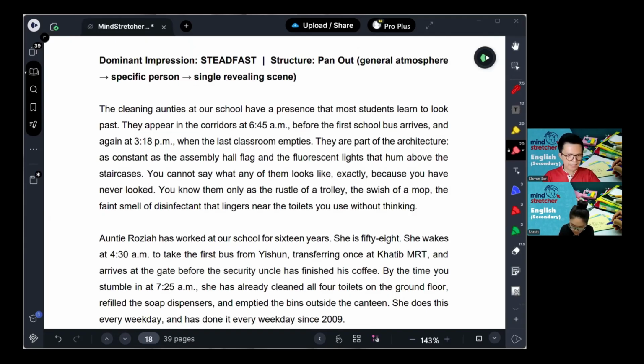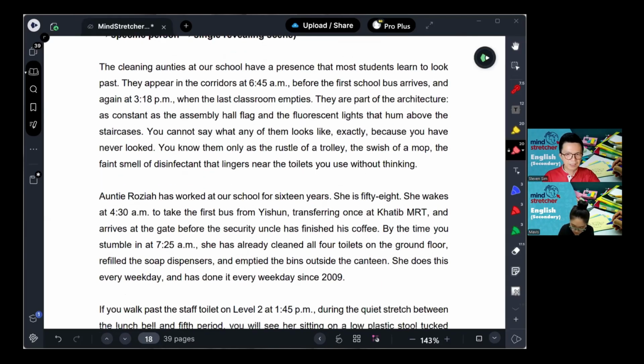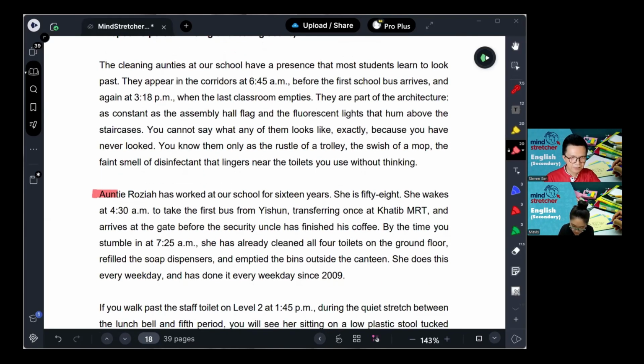The cleaning aunties. And then one particular cleaning auntie, Auntie Rosea. Okay. And then you describe her routine, you describe all the things that she does. And you say, writing about the cleaning auntie in your school can help you to pass your O levels. Yeah, because it's your writing, it's your demonstration of the English language, your sentence structures, your vocabulary. You understand? You don't need to write spectacular stories.